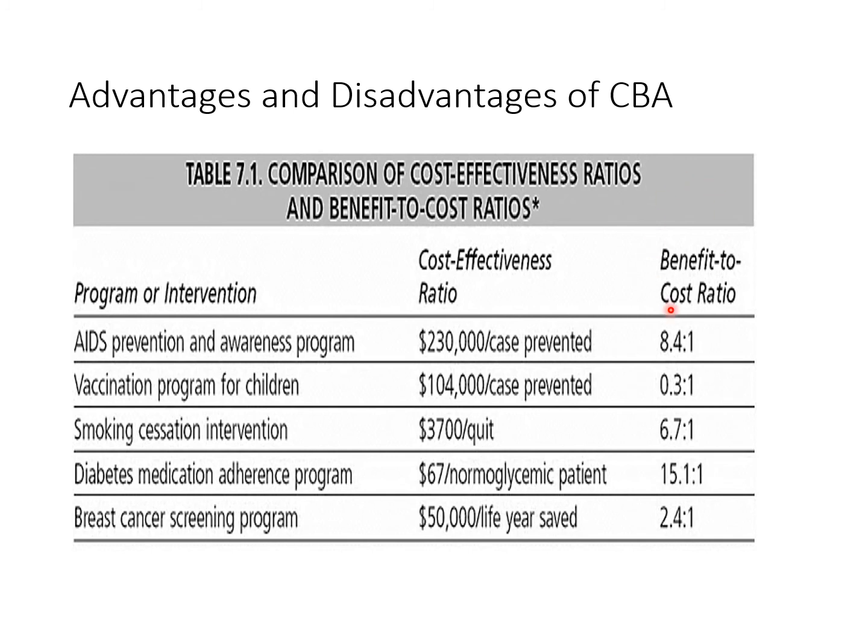Also, according to the benefit to cost ratio, we can easily say which program or which programs are cost beneficial. We can say all these programs are cost beneficial except the vaccination program for children, because the benefit is lower than the cost, $0.3 for each $1 spent. So we are losing in here. So we can say that this specific vaccination program for children is not cost beneficial.